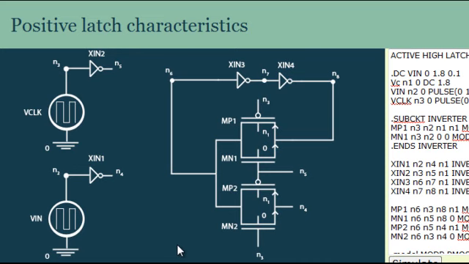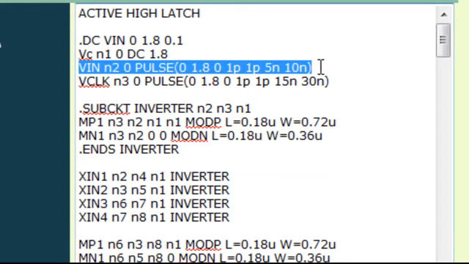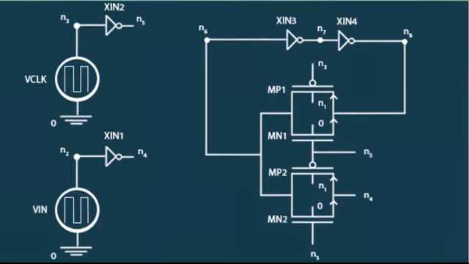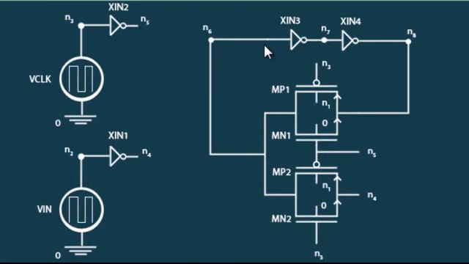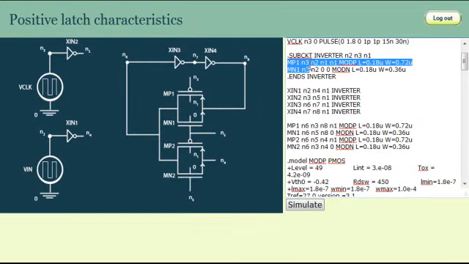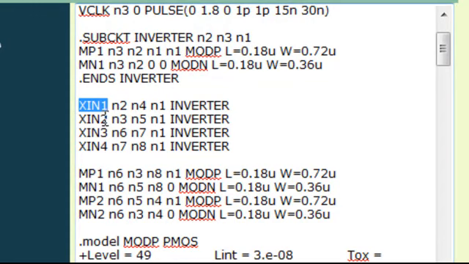All of these interconnections that we have mentioned in the circuit diagram are implemented by using a SPICE program code. Here Vin is the pulse waveform of the input signal, Vclock is the pulse waveform of the clock signal. The circuit consists of 4 separate inverters. We implement them by using a sub-circuit inverter subroutine, which is then defined and called separately under different labels as X in 1 to X in 4.